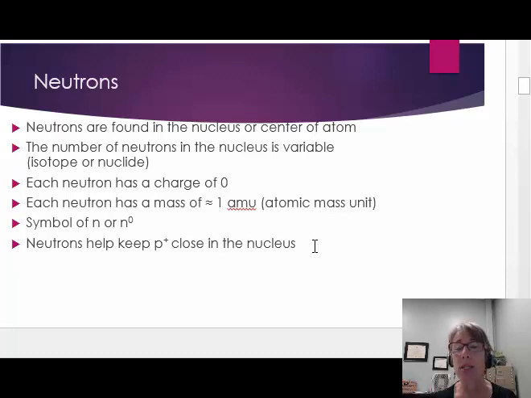Neutrons mediate a force that keeps protons close together in the nucleus. Since protons all have the same charge, they would repel each other if it weren't for the neutrons keeping them close together.